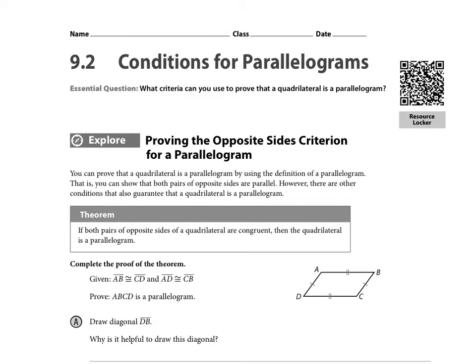We're going to go through the Explore here, and there are 3 proofs in this video, just like the last one. I'm going to try to go through them a little faster than the 20 minutes that was there, so thanks for bearing with me with this. The first criteria that we're going to look at is to prove that something is a parallelogram by proving that the opposite sides are congruent. So that's the first proof that we have here.